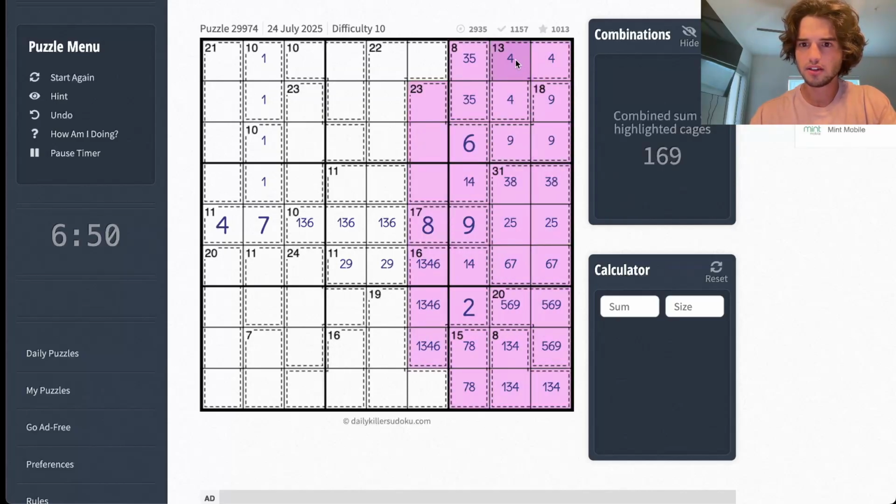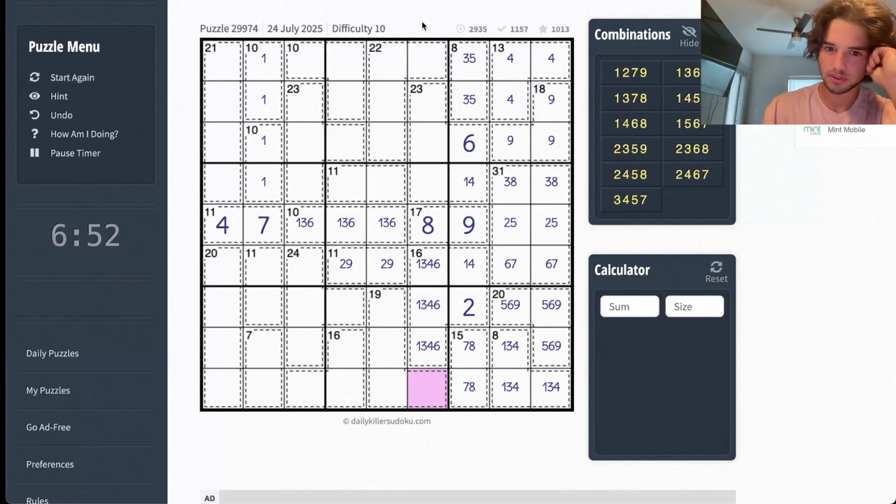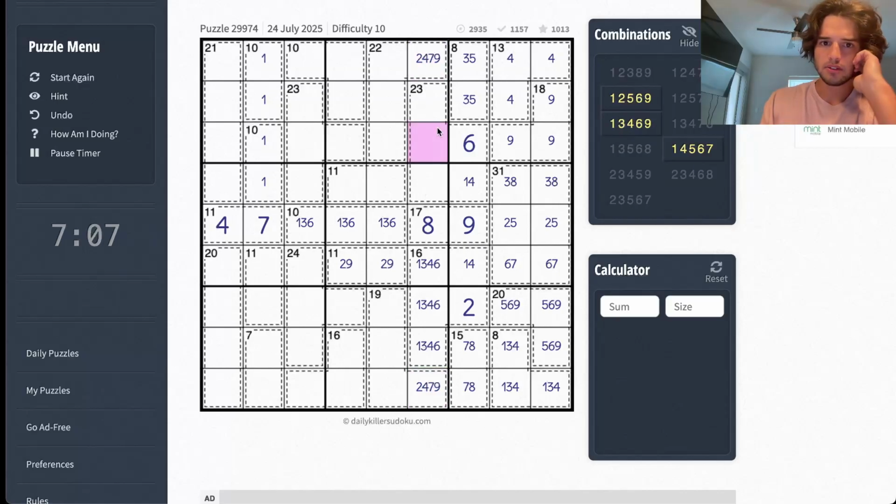Let me check that here. Yeah, these two cells have to add to 11. It can't be 3, 6, or 8. So we have 2, 9, 3, 8's gone, 4, 7. So it's 2, 9, or 4, 7. It's not very helpful. But maybe there's some combination that would break that here. 2, 9, or 4, 7.